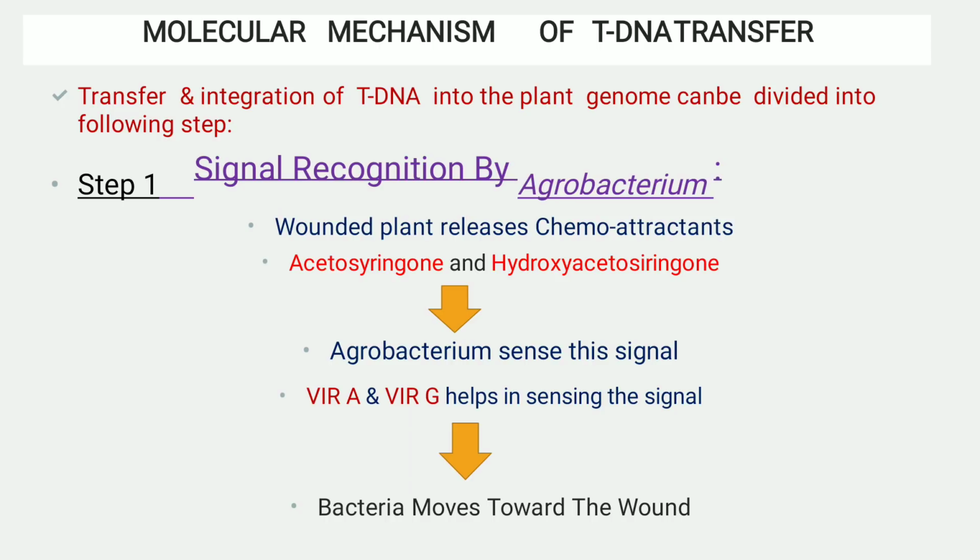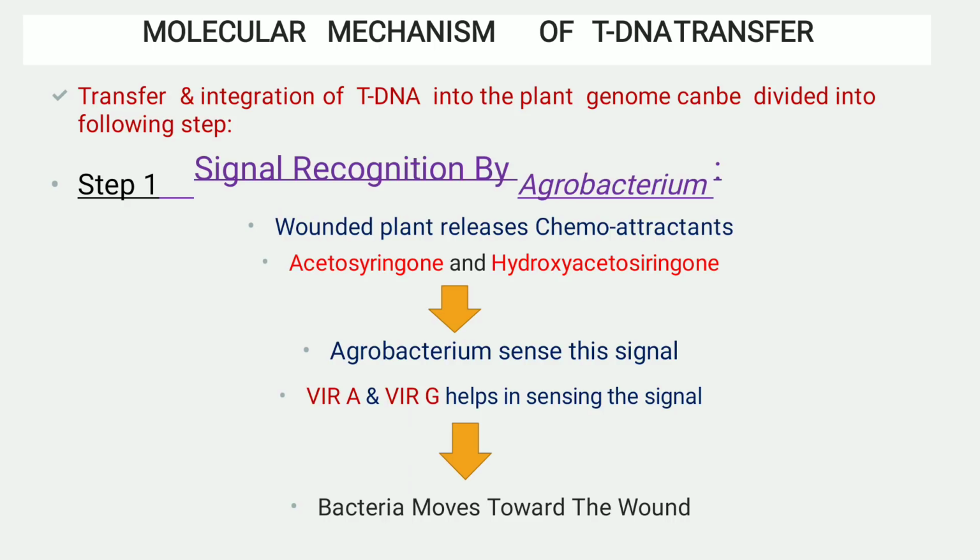Thereby what happens? It doesn't stop there. Once it senses the signal, the bacteria will move towards the wounded site, right? It will not be just near the plant. It will be elsewhere in the rhizosphere, somewhere around it. Once VirA and VirG sense the signal, it makes the bacteria move towards the wound, right?